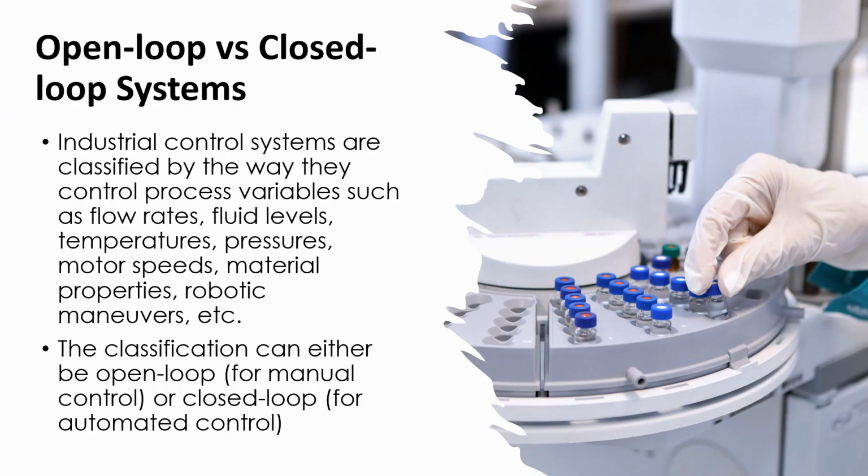Industrial control systems are classified by the way they control process variables such as flow rates, fluid levels, temperatures, pressures, motor speeds, material properties, and robotic maneuvers. The classification can either be open loop for manual control or closed loop for automated control.